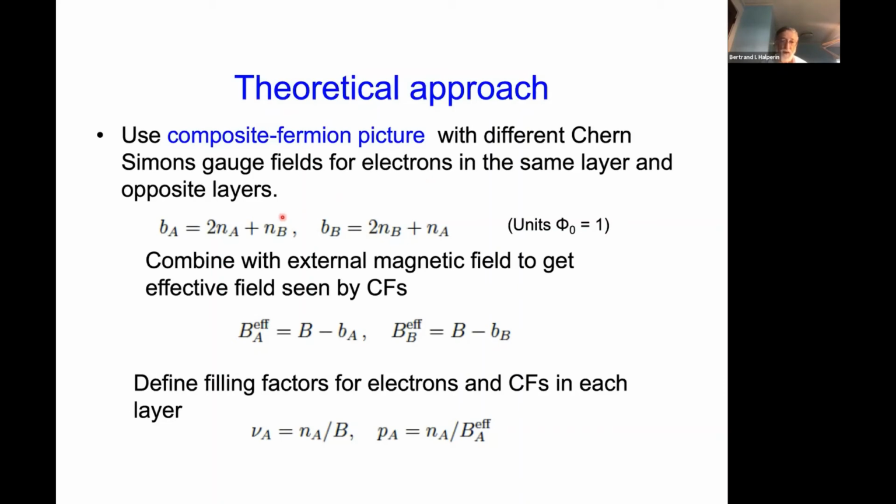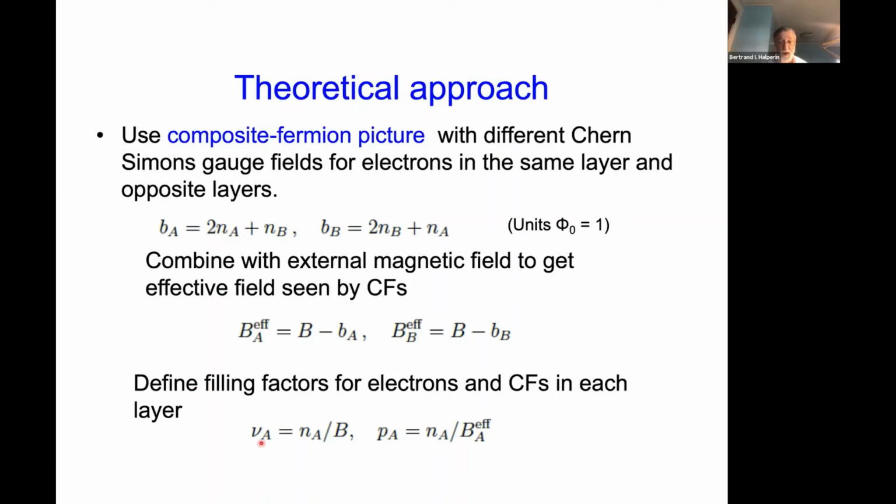That means that the Chern-Simons magnetic field seen by an electron or composite fermion in layer A is twice the density of composite fermions in layer A, plus 1 times the density in layer B, when measured in units of the magnetic flux quantum, and the reverse for the Chern-Simons field in layer B. And now, of course, what we want to do is combine these Chern-Simons fields with the external magnetic field, so the effective magnetic field seen by particles in layer A would be the applied magnetic field minus the Chern-Simons field in layer A, and similarly for B. And we can define filling fractions for the electrons and composite fermions analogous to the single layers.